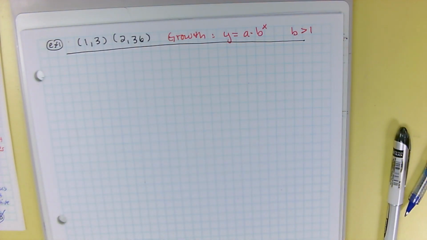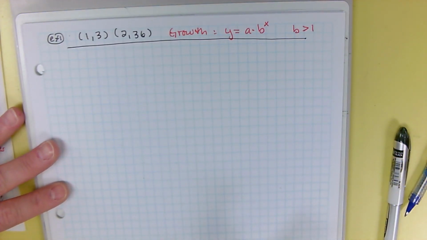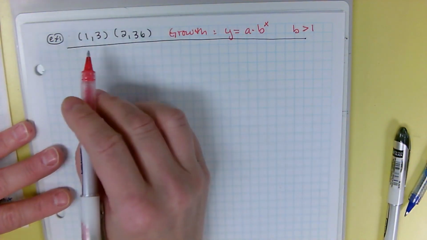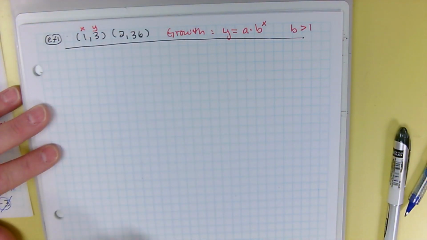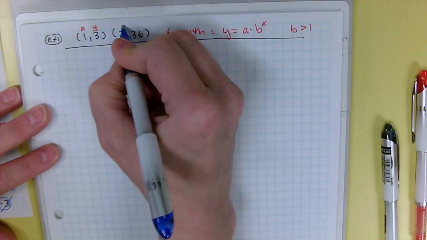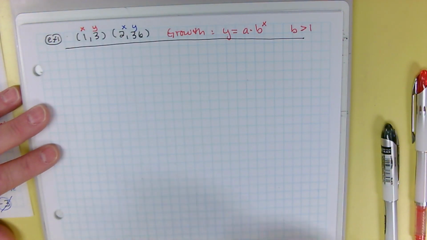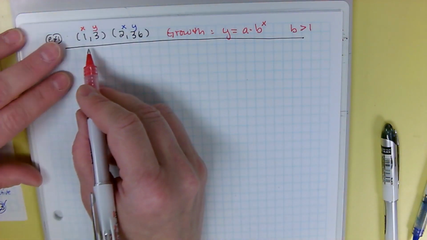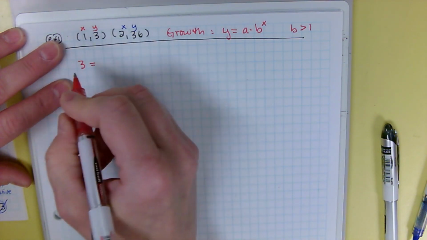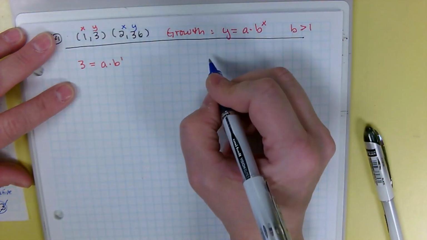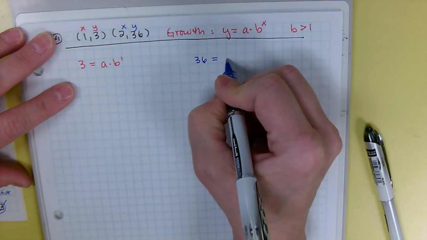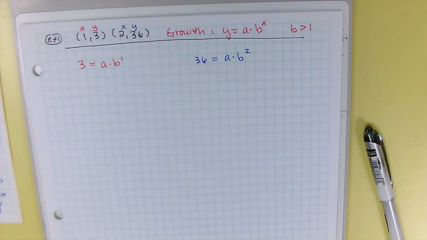All right, so we are going to use the substitution method. What you're going to do is substitute these two values into your growth equation. So I'm going to use this one for x and y. And then in a different equation, 2 and 36 will be a different x and y. So for the first one, when I fill in the x and the y, I get 3 equals a times b to the 1. On the second one, I get 36 equals a times b to the 2. So you replace the x and the y and make two different equations.